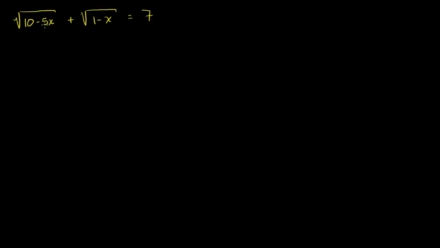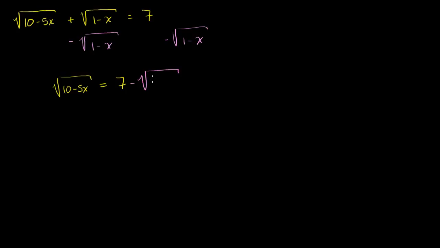So we can isolate this one right here by subtracting this radical from both sides of this equation. So you get minus the square root of 1 minus x on both sides. On the left-hand side, these cancel out, and you're just left with the square root of 10 minus 5x is equal to, on the right-hand side, 7 minus the square root of 1 minus x. All I did is subtract this from both sides, essentially moving it over to the right-hand side. Now, we've isolated one of the radicals.